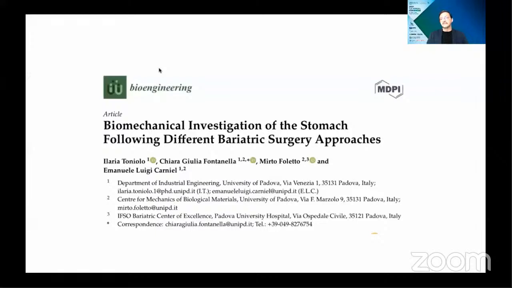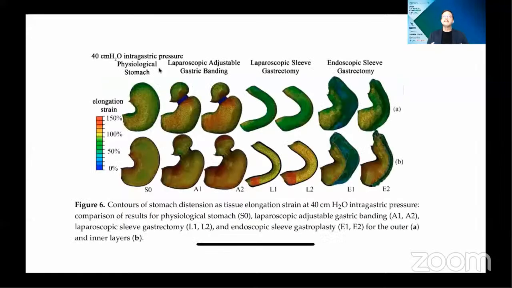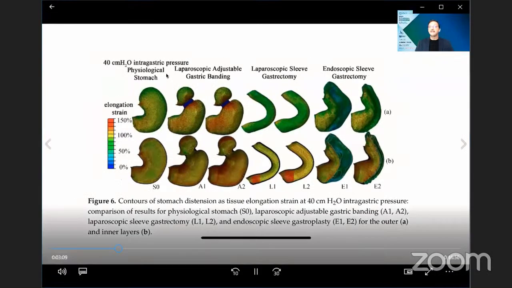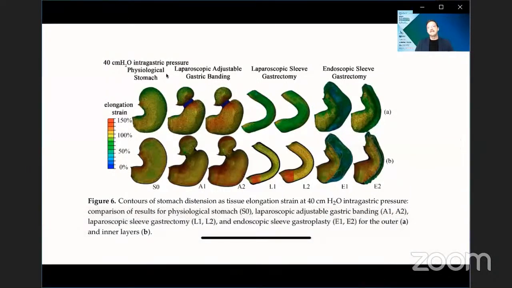So there are other ways to show that. There's a very recent paper from Italy, from bioengineers. They make models of different kinds of procedures on a bench, and they fill it with a determined amount of liquid, and they could measure the pressure.